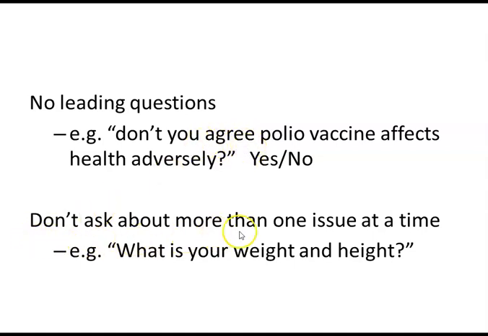Next is don't ask about more than one issue at a time. This is a double-barreled question that includes more than one issue at a time. For example, what is your weight and height? Ask each issue separately. First question, what is your weight? Second, what is your height?